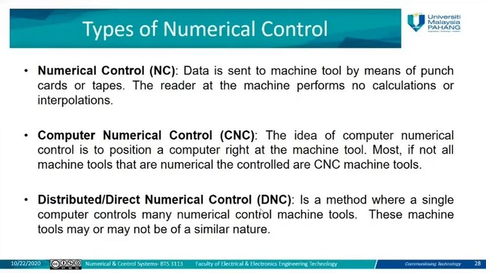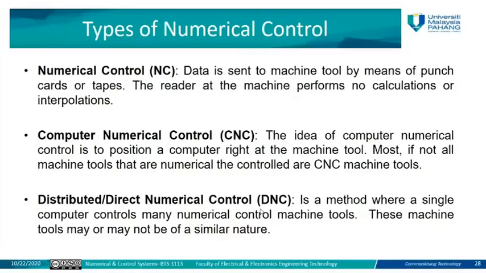The third type is distributed or direct numerical control, DNC, as I told you before. There is some form of networking here. So you do not have only one machine. You have multiple machines, maybe one computer or multiple computers as well. These machines with computers will be connected in a network. So you have a server, and the server will perform the control over all these machines.